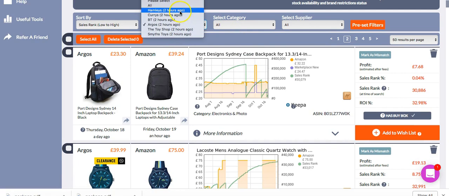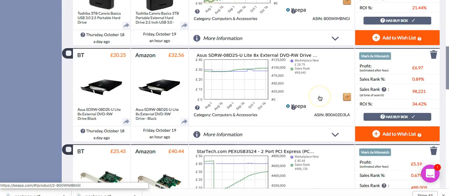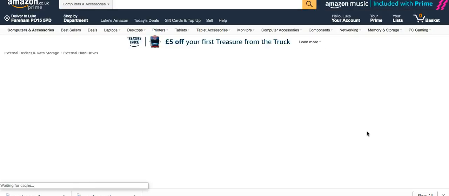Now let's just go on BT, because it's not one of those go-to places. This is an example. I'm not going to actually go on to it. ROI is 21%, but the profit here is £16.08. Now I have never sold Toshiba, and I don't know if I would.